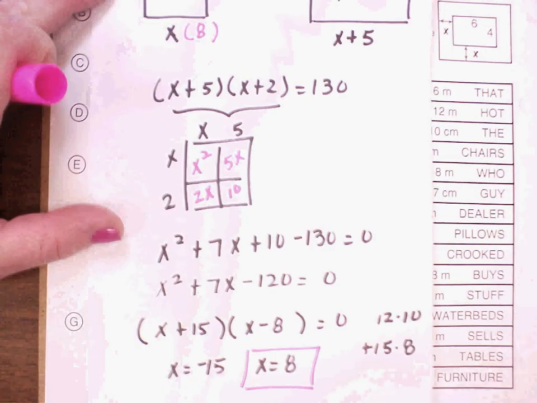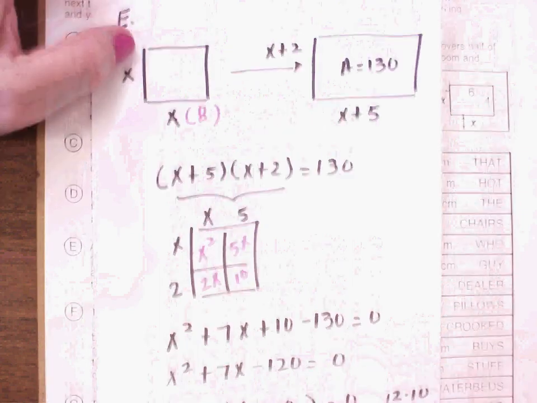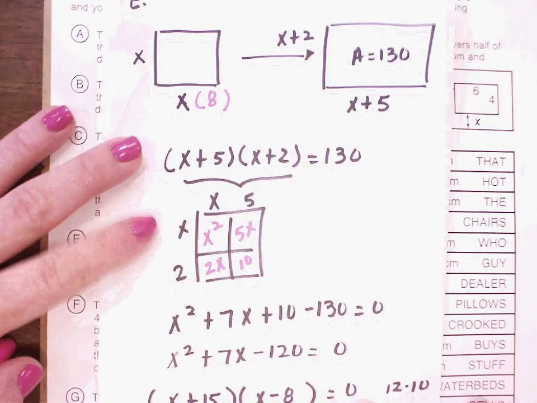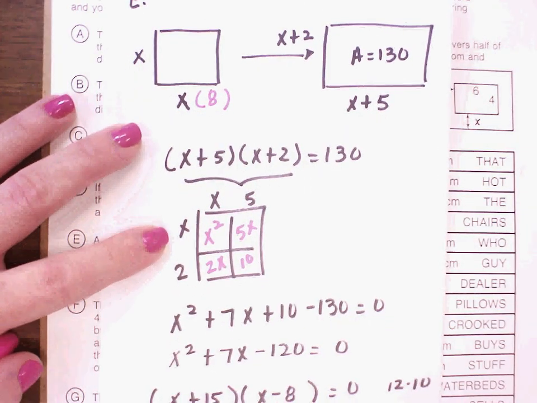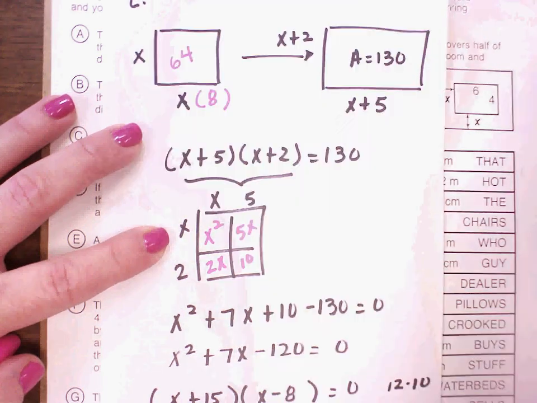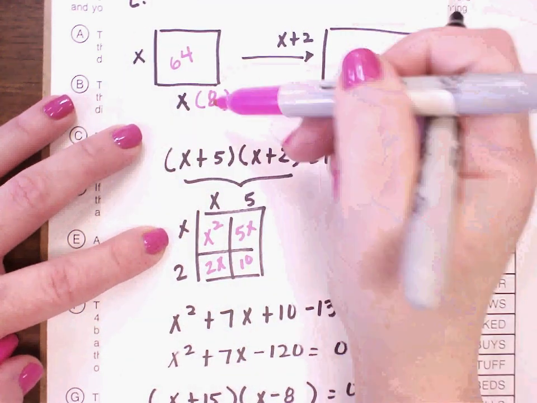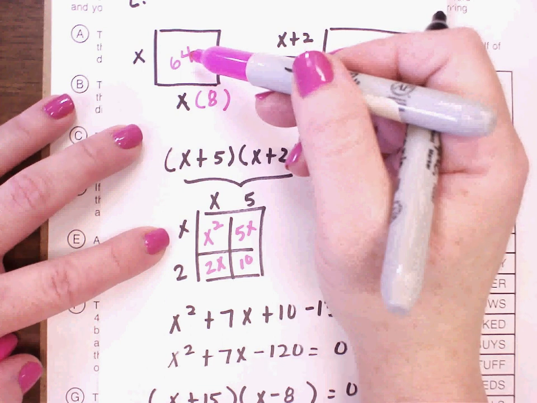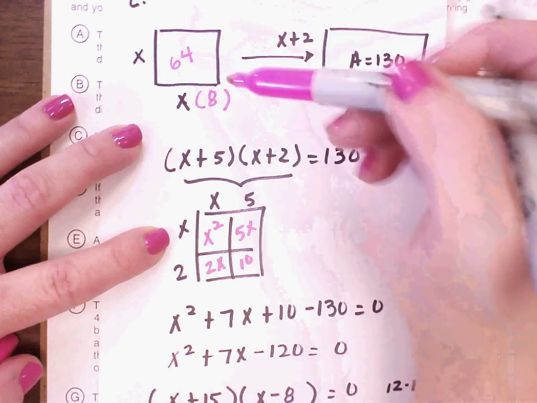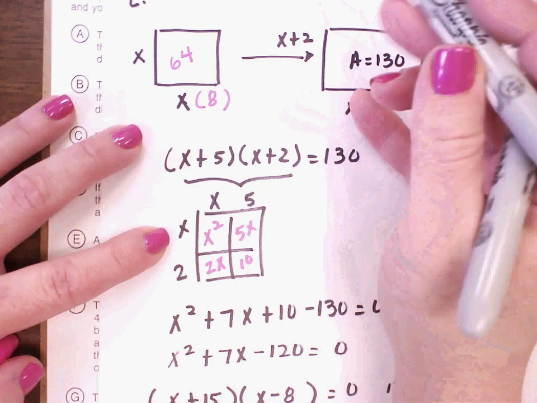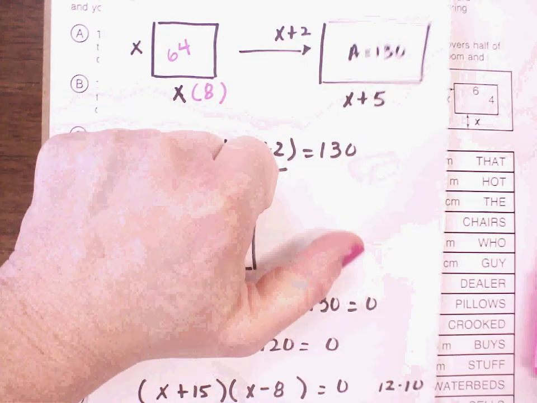So the original had side lengths of 8. On the test, I might go even further and say, what's the area of the original? 64. On the test, I'm not asking you for x, I'm asking you for 64. All right? So you can take it up a notch and do one more step. Are we good? All right. Let's take a break.